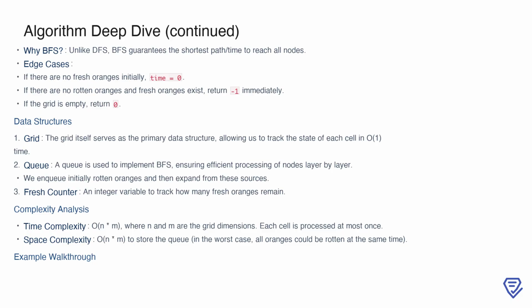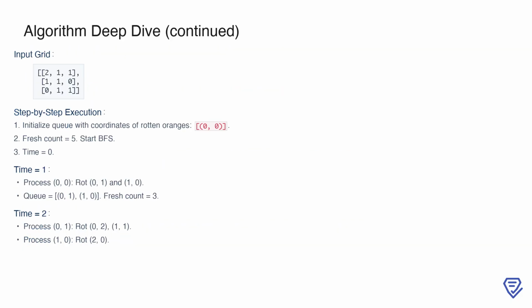Analyzing the complexity, the time complexity is O(n*m), because we process each cell at most once, and the space complexity is also O(n*m) in the worst case, when all oranges are rotten and stored in the queue. Let's work through an example to see the algorithm in action.